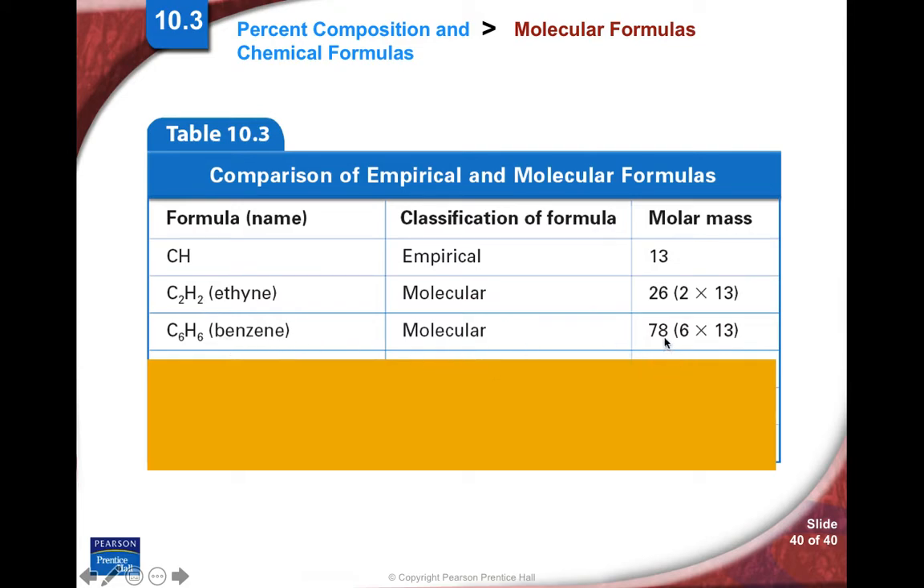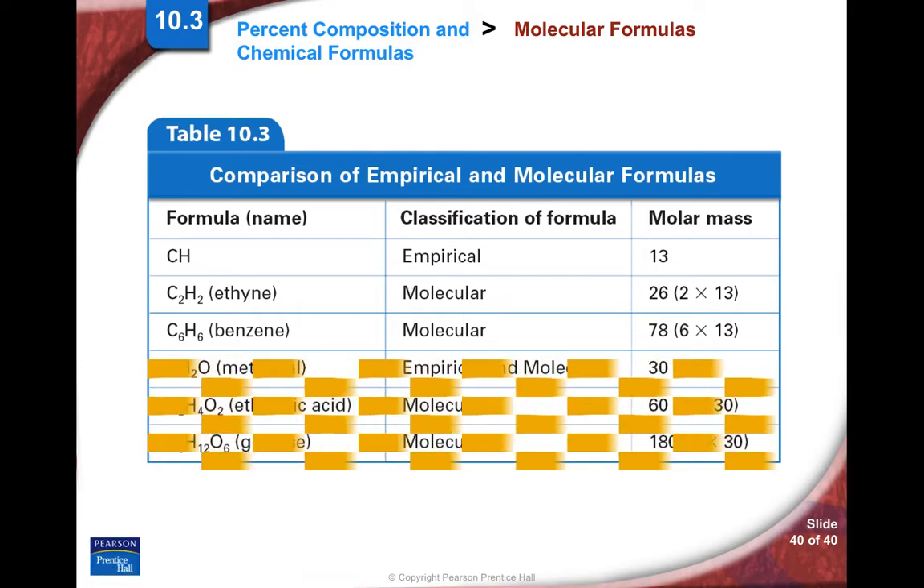Benzene's molecular mass is 78. 78 divided by 13 is 6. So the 6 then becomes the subscripts for the benzene molecule. Sorry, I get the slides mixed up there.